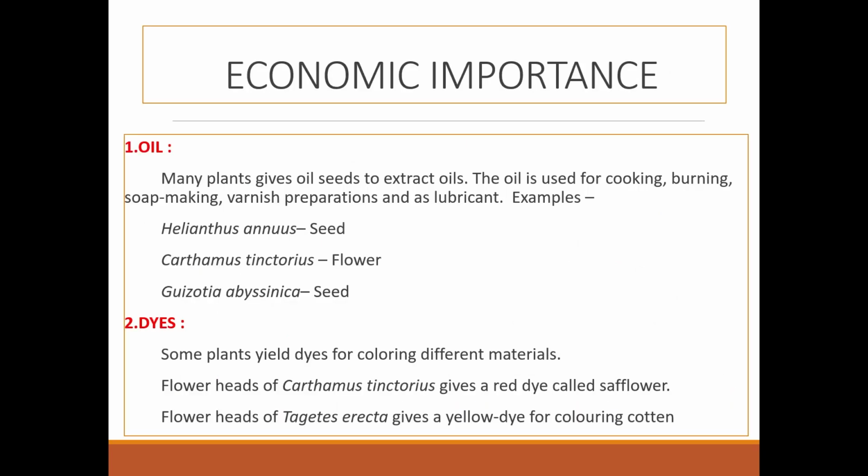So if you see the economic importance of this particular family, Asteraceae, most of the major economic importance is that the plants of this family are oil yielding. Many plants give oil seeds, right? And the oil is used for cooking, burning, soap making, varnish preparation, and as a lubricant. The most common example is Helianthus annuus. All of you may have eaten sunflower oil. So the most common one is Helianthus annuus.